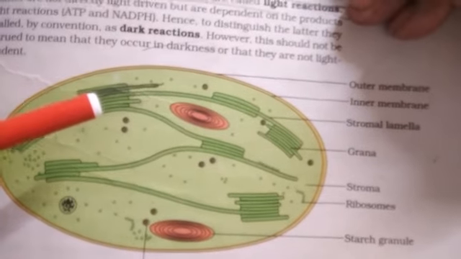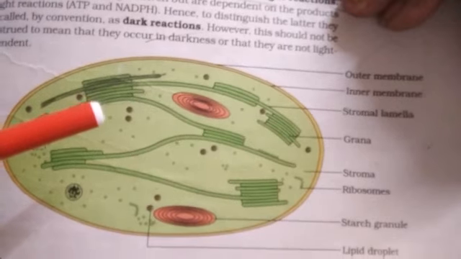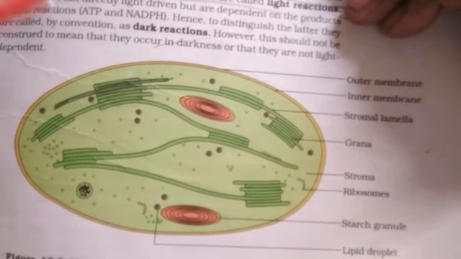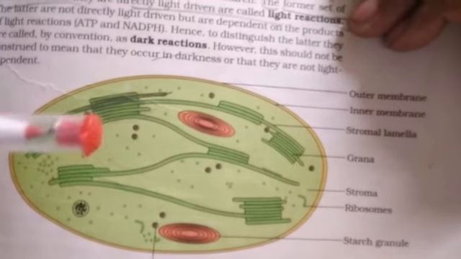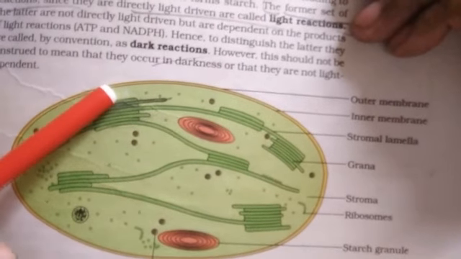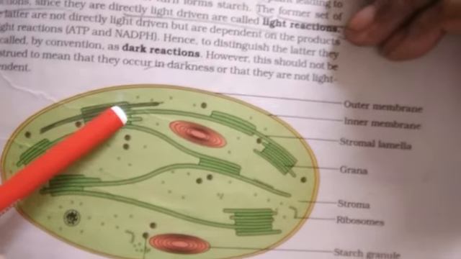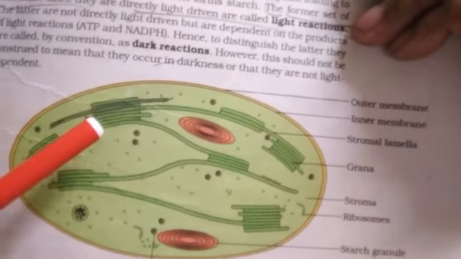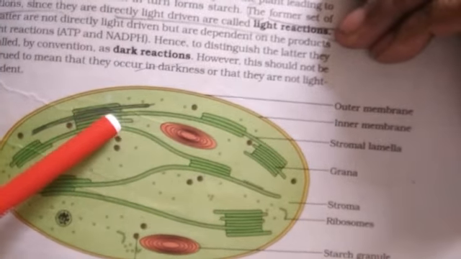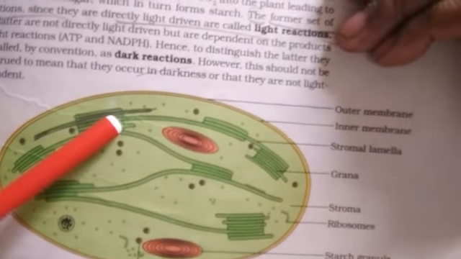One is the cyclic photophosphorylation and the other is the non-cyclic photophosphorylation. The non-cyclic photophosphorylation occurs in the appressed grana. Appressed grana means the grana which are present in between the upper and lower thylakoids. These thylakoids which are present in between upper and lower thylakoid are called appressed thylakoids of the grana. So this is the region where the non-cyclic photophosphorylation occurs.